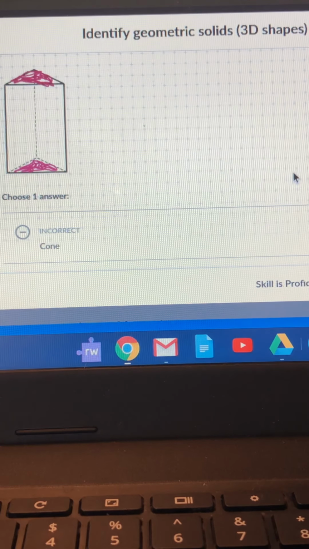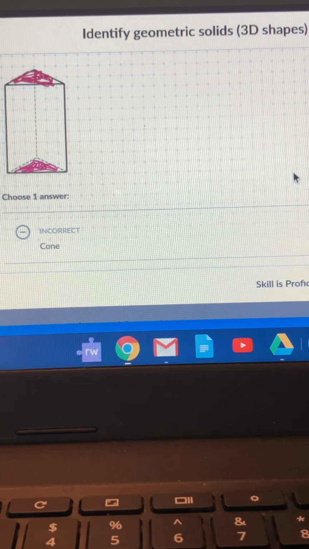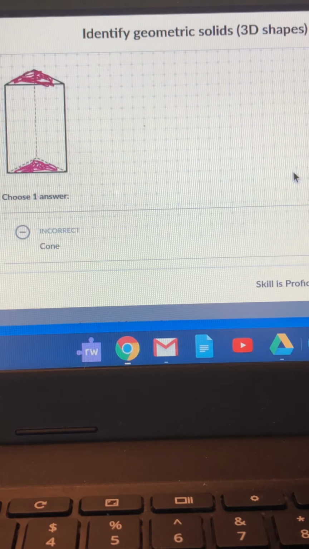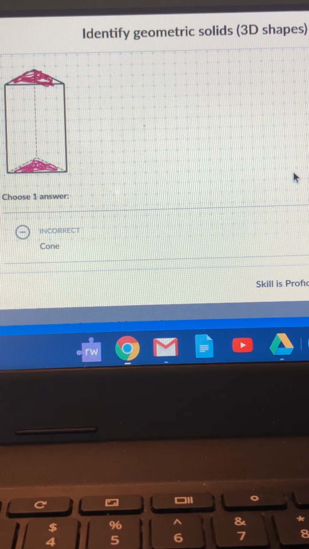Hi everyone, here's a quick mini lesson from Khan on how to identify geometric solids, which are just 3D shapes.